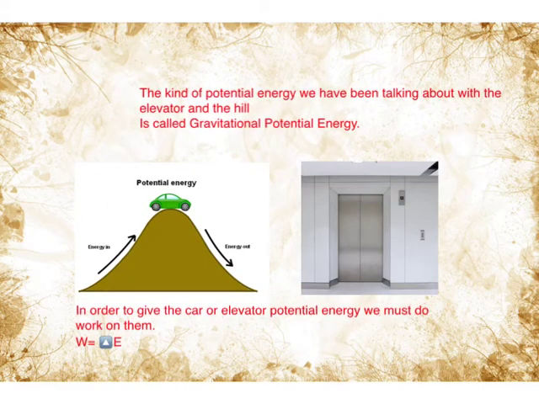When we're talking about moving this car to the top of the hill, or taking the elevator and moving it upwards, we're talking about a kind of potential energy called gravitational potential energy. It has this potential to do work because if the elevator fell down, it would do work on something. If that elevator fell down, it would smash something at the bottom. The higher it was, the more energy it would have to smash something.